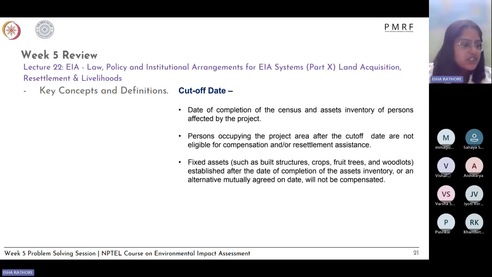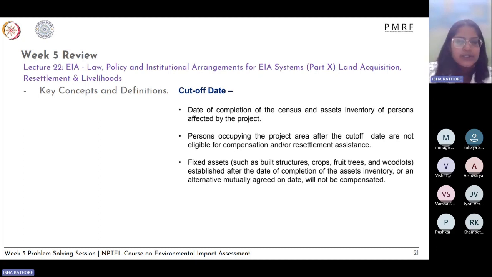So when the compensation is being calculated, there needs to be a counting of all the assets and all the people who are in a family if it's a physical displacement. So every asset needs to be counted. And if there are people who are not counted before this cutoff date, like people within the same household, if they are not present when this counting is happening, they will not be considered eligible for compensation or resettlement assistance.